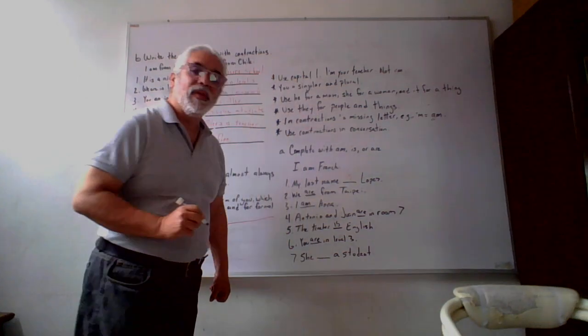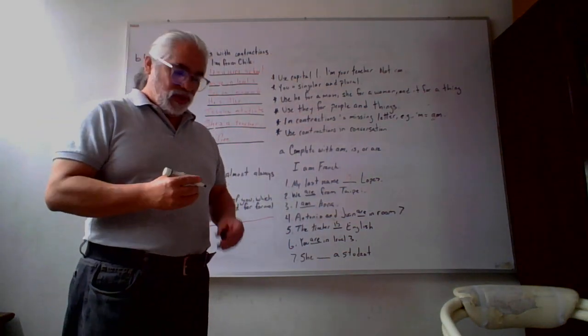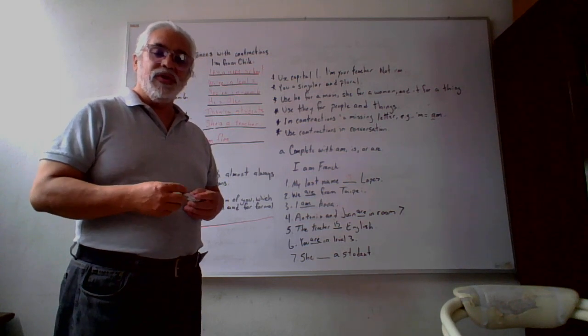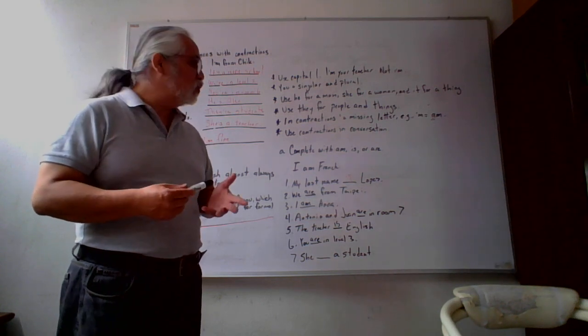There you go. We use are with you because we always look at you as plural when we're using the verb to be. We don't use is.